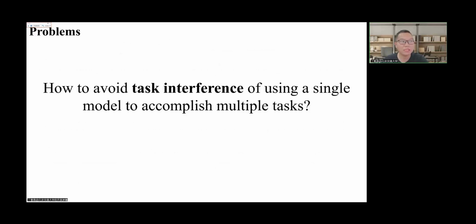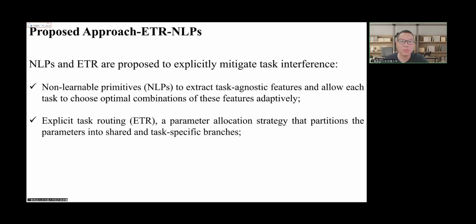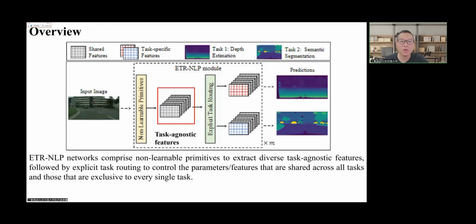The main problem we solve in this paper is how to avoid task interference when using a single model to accomplish multiple tasks. In this paper, we propose the ETR-NLPs, which is composed of two complementary components, NLPs and ETR. NLPs extract task-agnostic features and allow each task to choose optimal combinations of those features adaptively. ETR is a parameter allocation strategy that partitions the parameters into shared and task-specific branches.